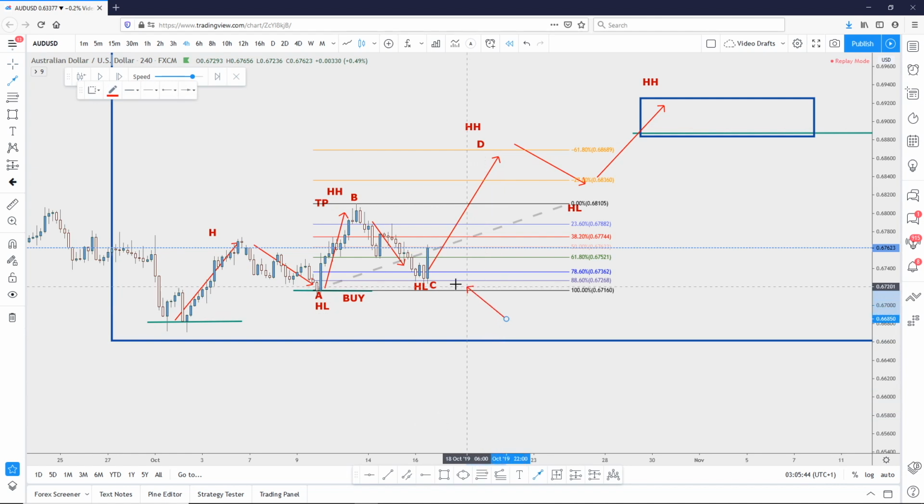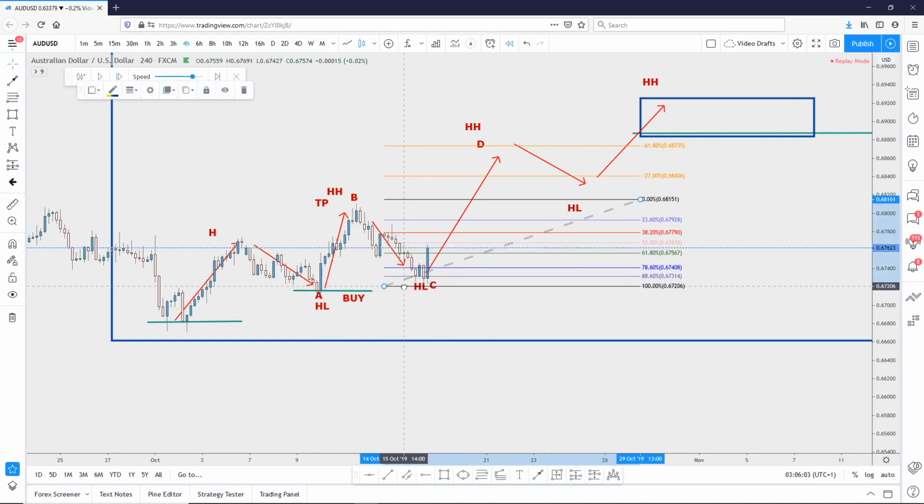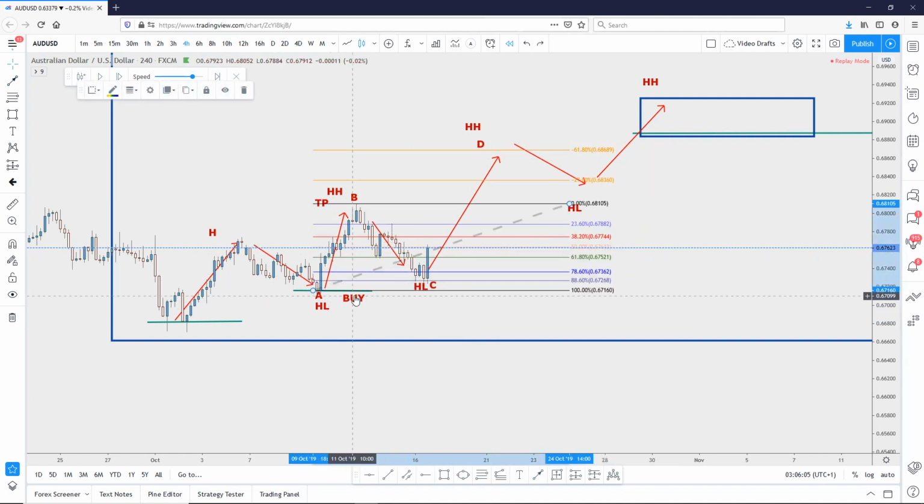So it came to this level, found support, and then we have this bullish engulfing candle. Bullish engulfing means it's engulfing the candle to the left, and you see a lot of buying force, or buyers came in and printed this candle. Well, this could be your next buy area.